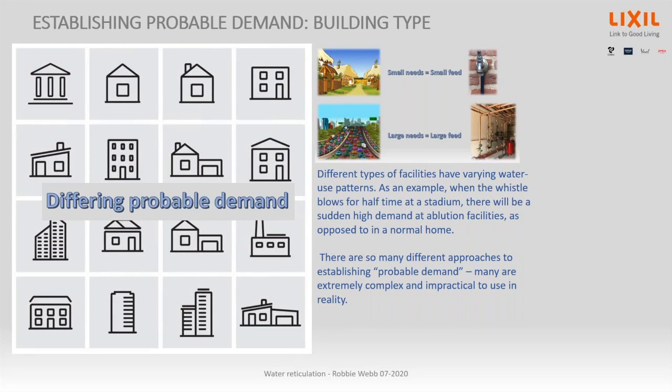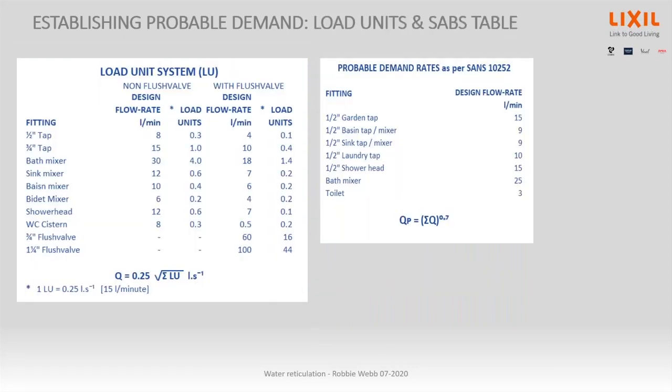When you've got different types of buildings and different types of plumbing situations, you've obviously got different demands. So for a massive big thing, you're going to end up with massive big pipes, and for a teeny little one-bathroom flat, you're obviously going to have a teeny little 1/2-inch pipe. So let's go to the methods of establishing probable demand. I hope everybody understands what it is now.